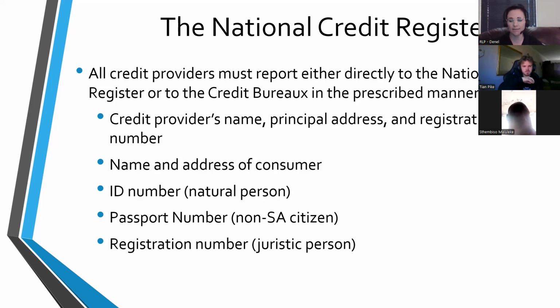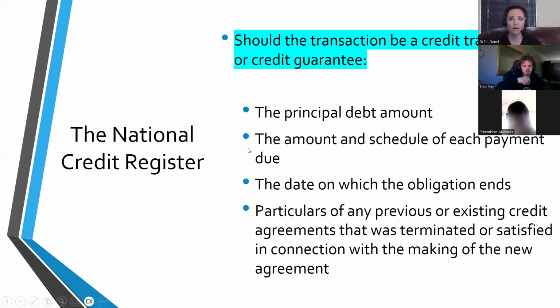And along with that, they also ask for the following, and this is in blue. Okay, so they do ask this tomorrow. They will ask the principal debt. So what was the amount that the consumer financed? What is the amount and schedule of each payment? So maybe the consumer will pay 7,200 Rand over the next 72 months.